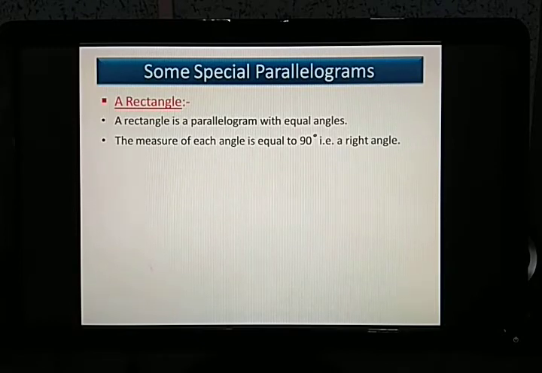It is very simple. We know according to the angle sum property of a quadrilateral, the sum of all the 4 angles should be equal to 360 degrees. Now since here all the 4 angles are equal, if we divide 360 by 4, we get how much?